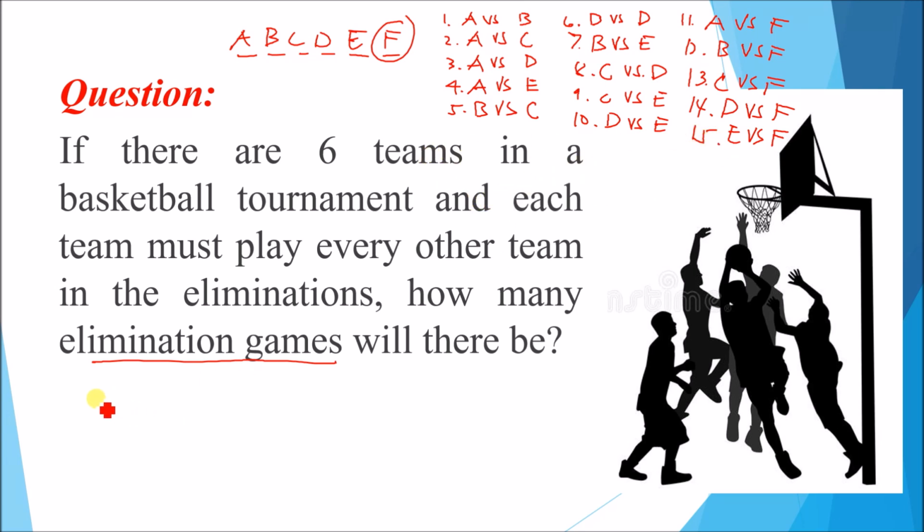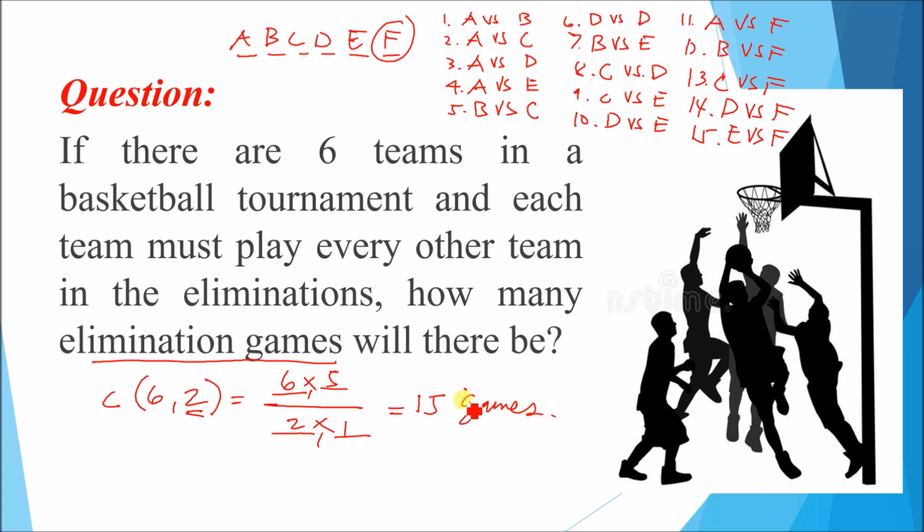You could have the combination of 6 objects taken 2 at a time. Kasi may dalawang naglalaro parati kada game. Shortcut, dalawang guhit because of the R, which is 2. Then dalawang guhit din sa ibaba. You will start at 6 times 5 sa numerator. Sa ibaba naman 2 times 1. Mag-umpisa ka sa 2 because of the R is equal to 2. And computing that, you will arrive at 15 games na pwedeng mangyari sa elimination na ito.